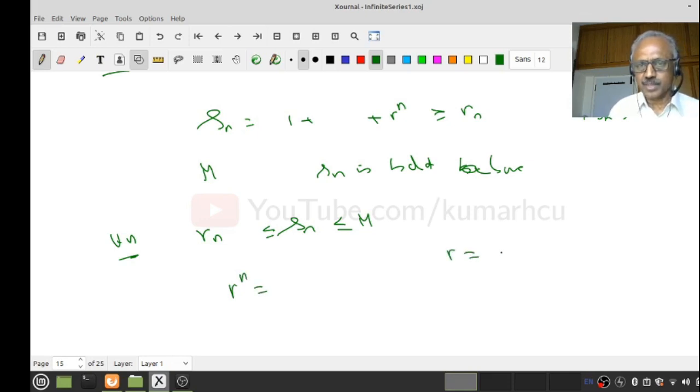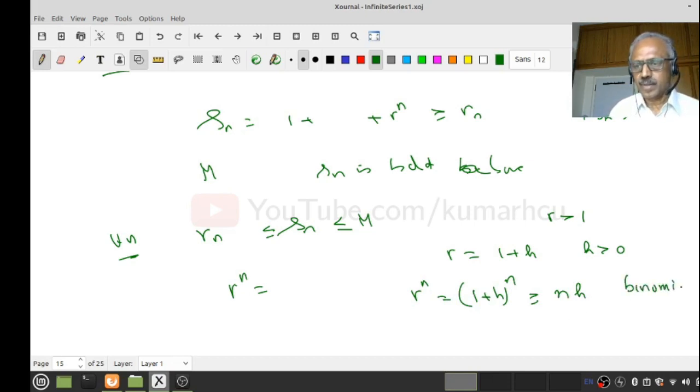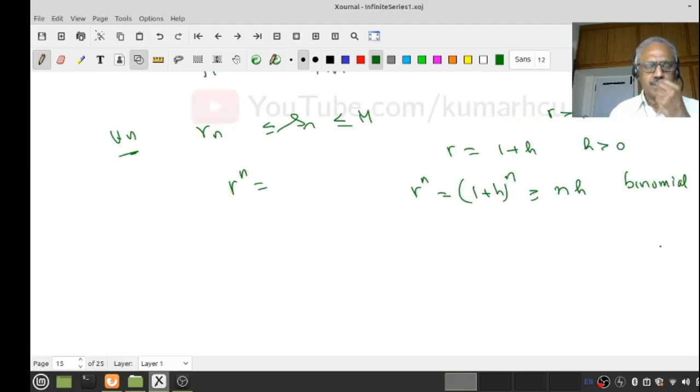Let me quickly recall the proof. Do you remember? This is the trick I always do. Whenever I use some fact, I try to see whether I can quickly go through the proof. When you write r equal to 1 plus h, where h is positive, if r is greater than 1, then r to the power n by binomial expansion will be greater than n times h. This is the binomial expansion, or Bernoulli's inequality. Many people may not remember Bernoulli, but binomial you can write it because h is positive.